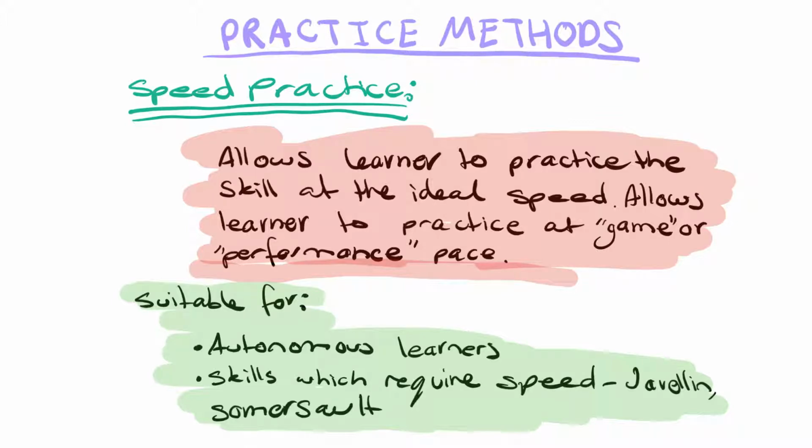Where this is an exemption is for a skill that requires you to be fast. So for example, if an athlete is trying to release a javelin or a shot put at slow speed, the actual acquisition of the skill won't happen, because that needs to be practiced under speed or pace. Another example of this is the somersault. If a gymnast tries to perform a somersault too slow, they'll just fall out of the air rather than being able to complete the skill.